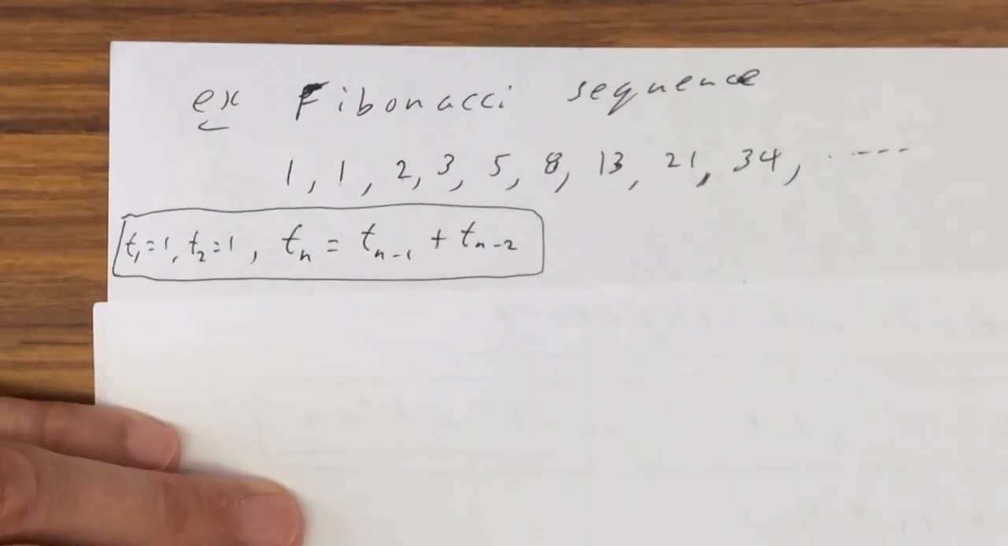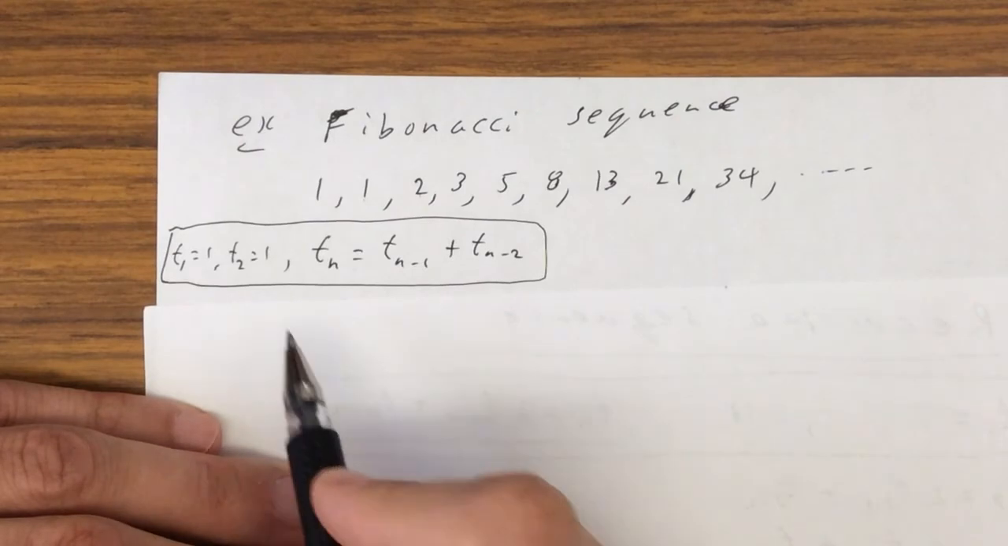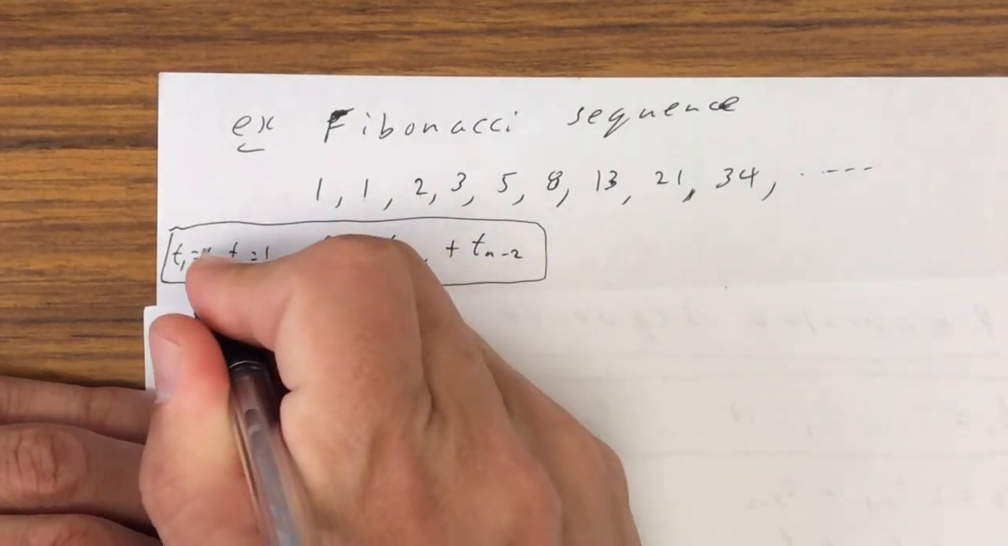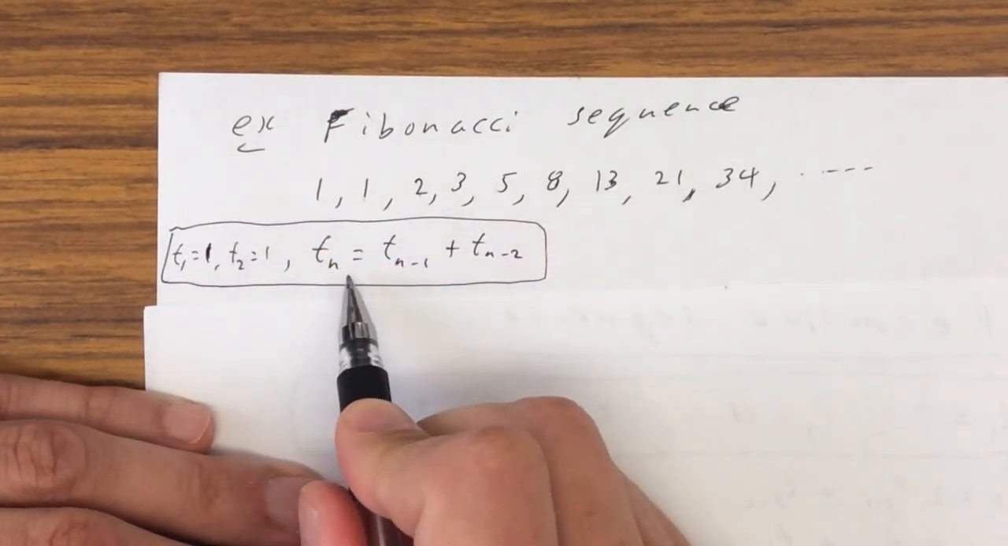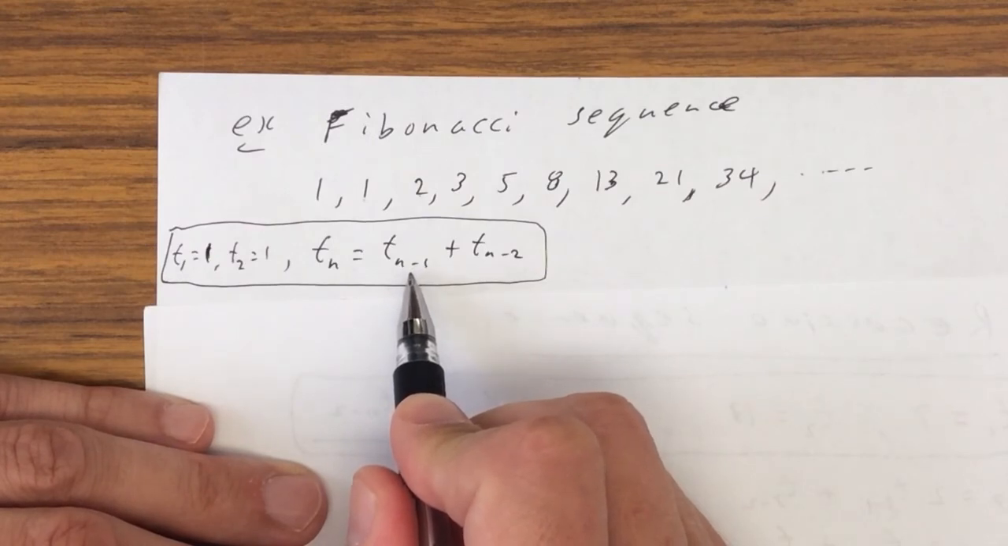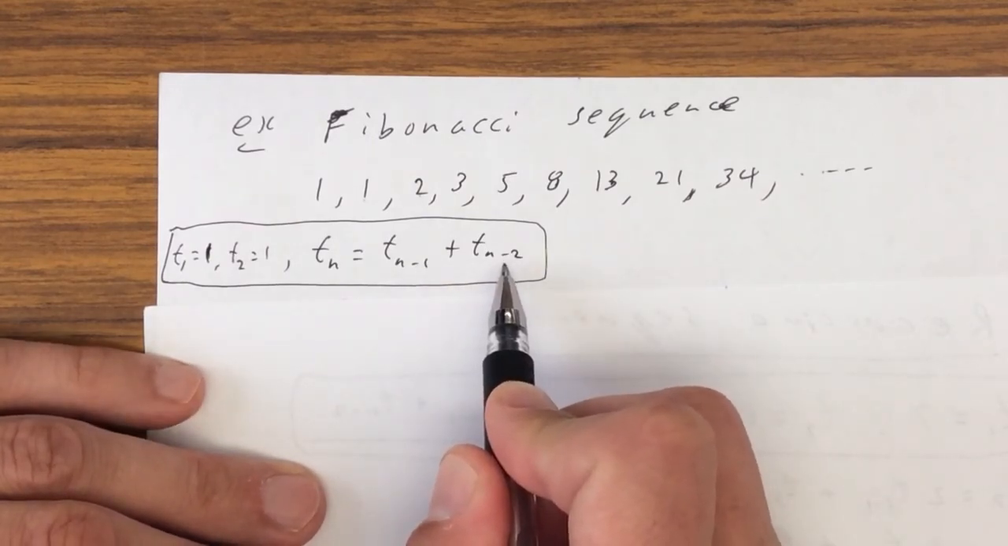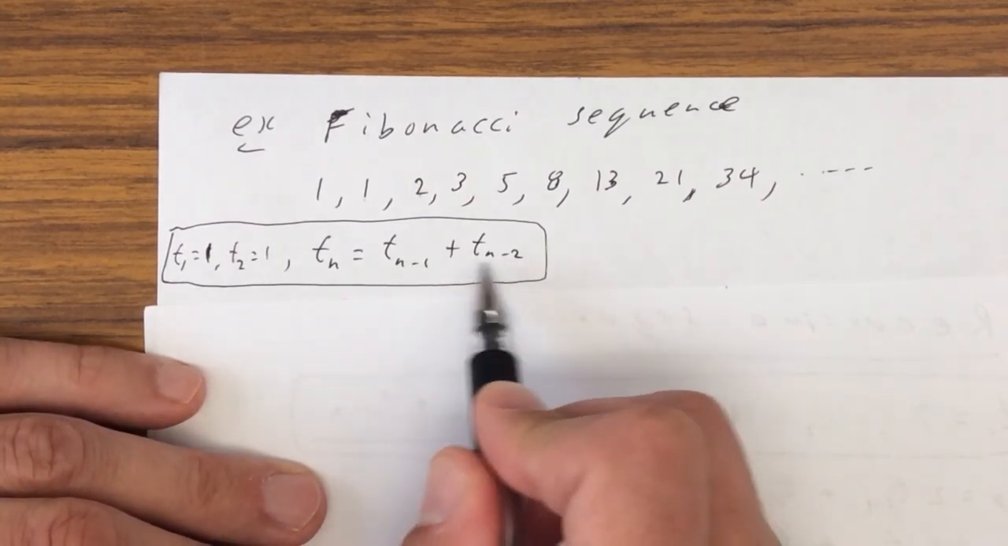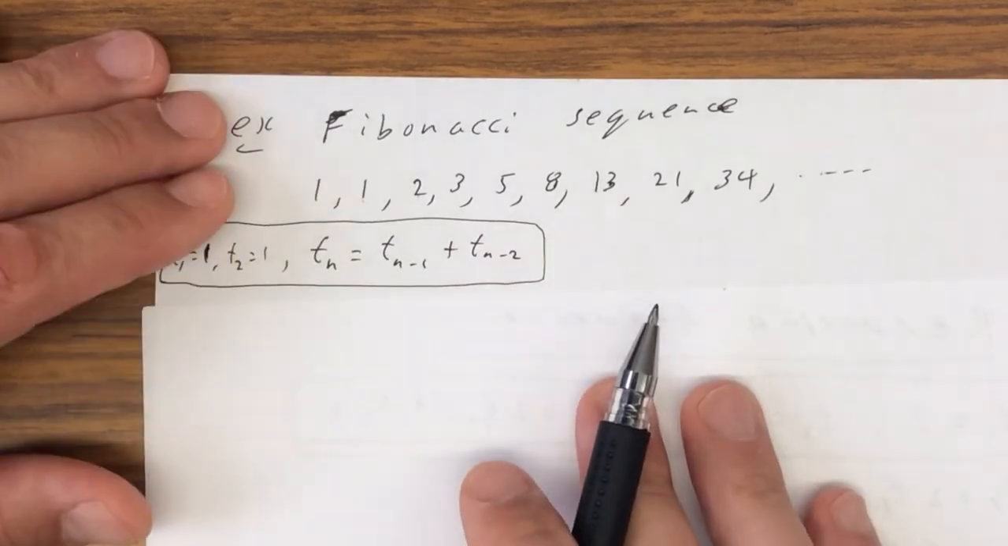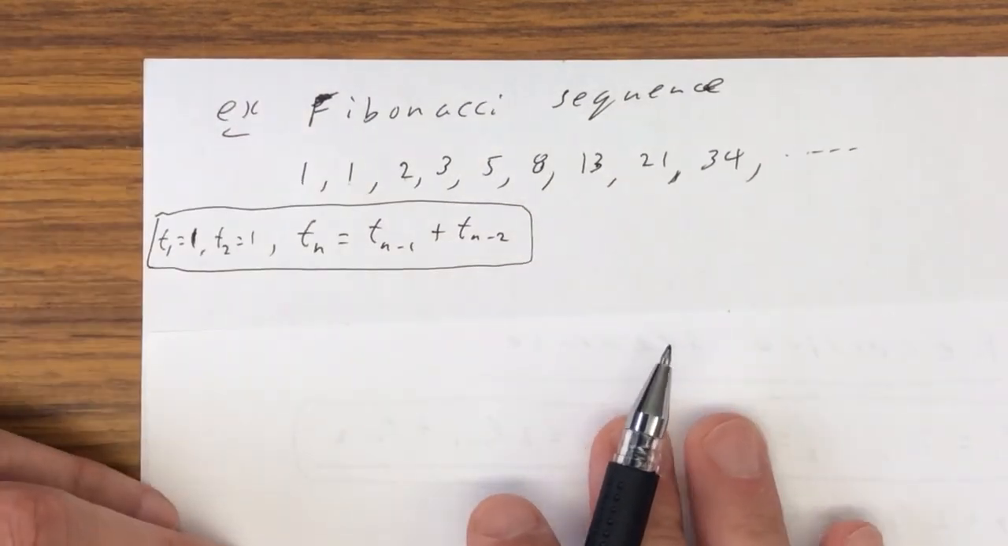And so we only have a recursive definition for that sequence, which is this one here. t1 equals 1, t2 equals 1, and tn equals the previous term plus the term previous to that. So the sum of the two previous terms. Okay, and that's it for recursive.